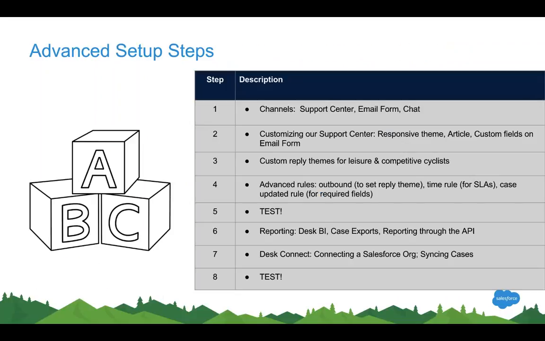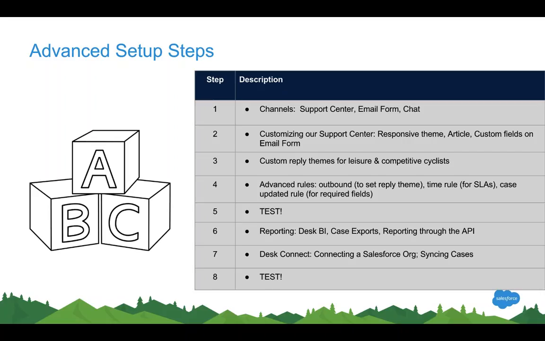All right, and now the main part of the webinar. So here's our agenda of what we're actually going to set up in our Base Cycles instance today. First, we're going to enable our support center and make sure chat and our email form are enabled. Second, we're going to start customizing our support center. We're going to create a responsive theme, add an article, and I'm also going to show you how to add a custom field to your email form. Third, we're going to start customizing the look and feel of the email reply themes that go back and forth between us and our customers. We're going to create one for the leisure cyclists and another for our competitive cyclists.